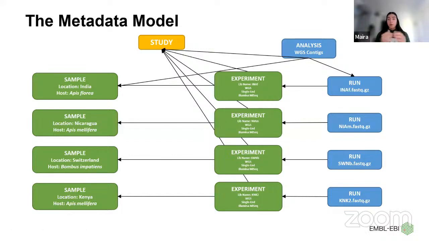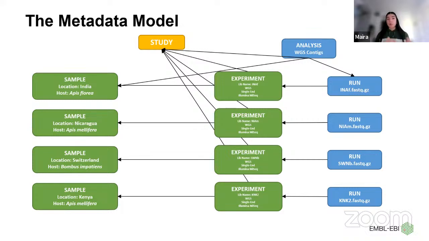So you've got one study, you had 37 samples associated with that study, all grouped under that study. Each sample has its own experiment object with its own experimental metadata. Each experiment object has its own run that contains your raw read data files, and one of the runs and one of the samples then are linked to an analysis object, which is your assembly.